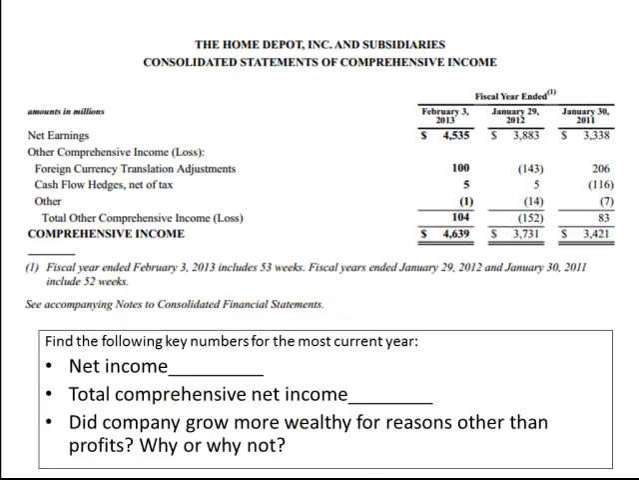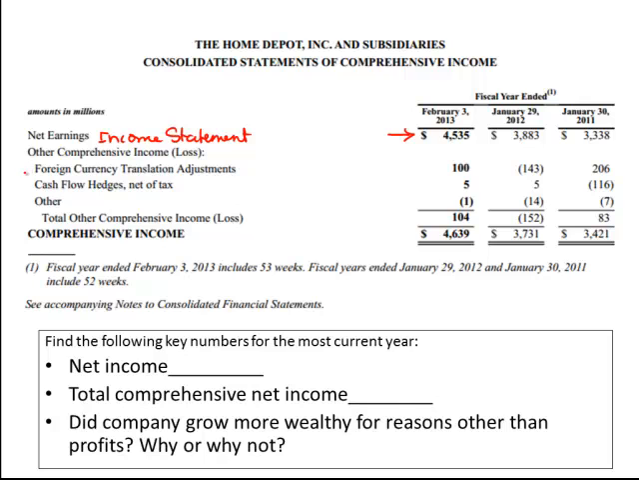Here's the other comprehensive income statement for Home Depot and its subsidiaries, and notice it starts with the income statement's net income. That's why we always have to do that income statement first, because we need that number to proceed. We then add and subtract other items that increase or decrease the value of the company's wealth or assets.